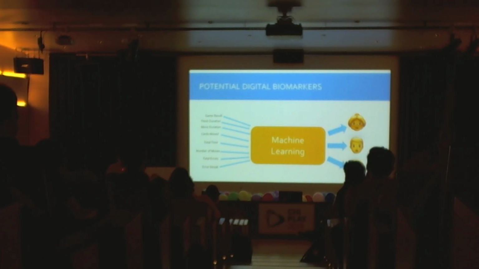So what did we put into the machine learning algorithm? We put in things like game results. How long did they think of a move? And if they thought of a move, how long did it take them to execute that move?